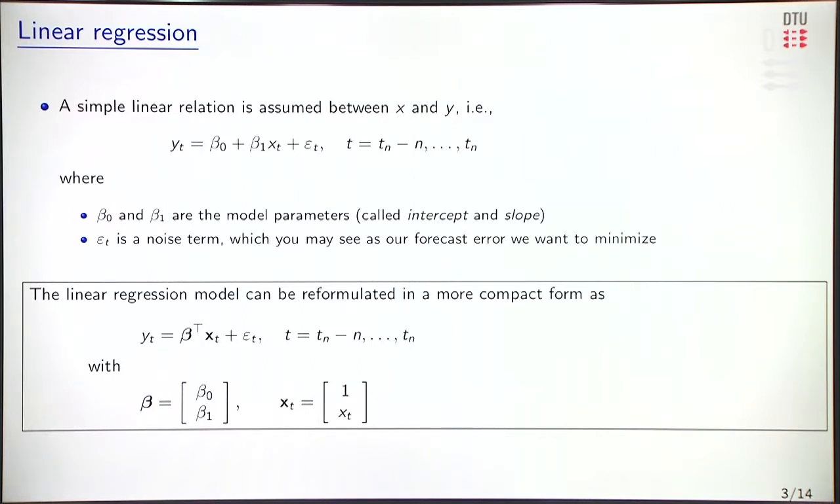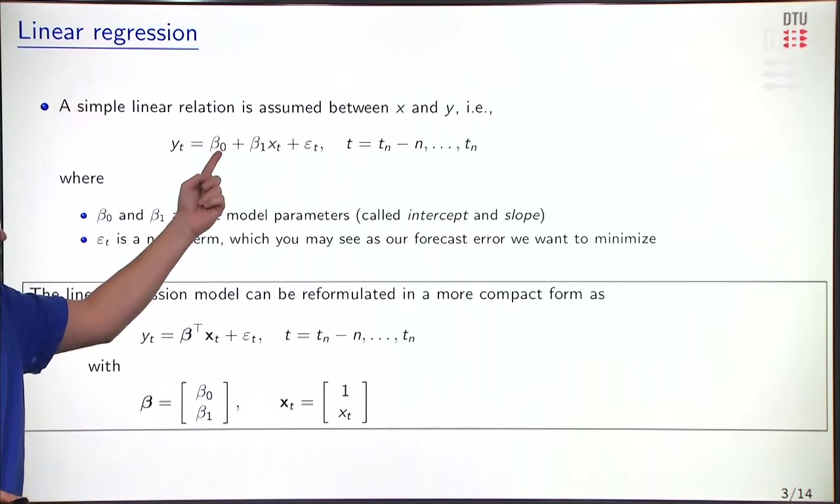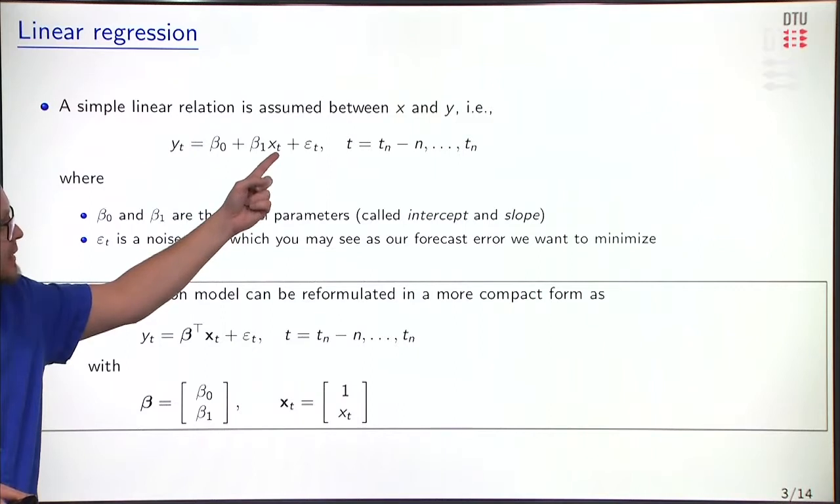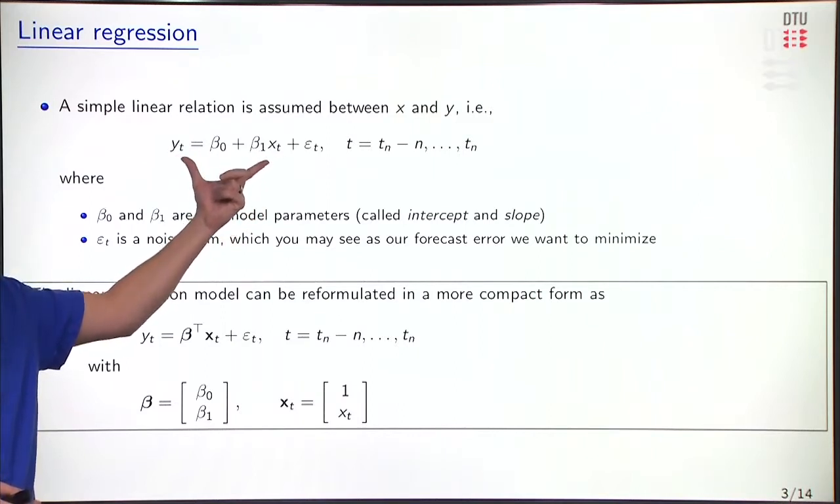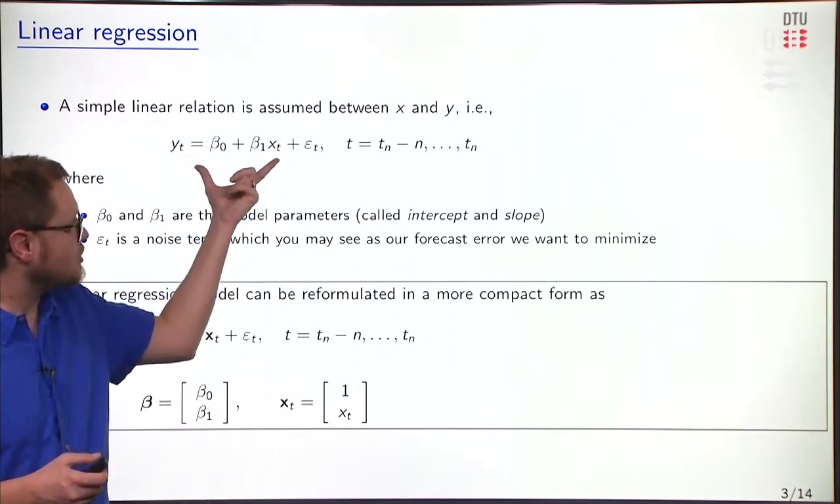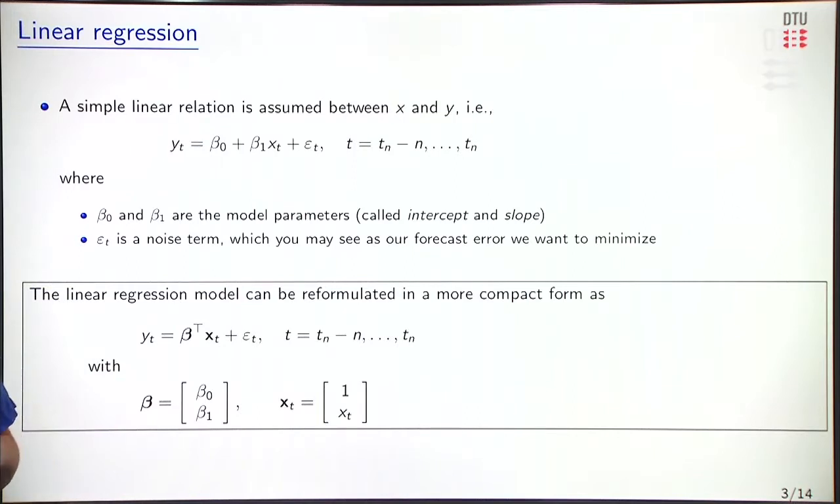A simple linear relation can be assumed between a variable x and y, and this is used as a linear regression model. The relationship is written here as yt equal beta 0, the intercept term, plus beta 1, the slope, times xt, and this for each time t that we have observed in the past. On top of this relationship, we have a residual, which is the noise on top of the relationship itself, and this noise is centered on 0 and with finite variance.